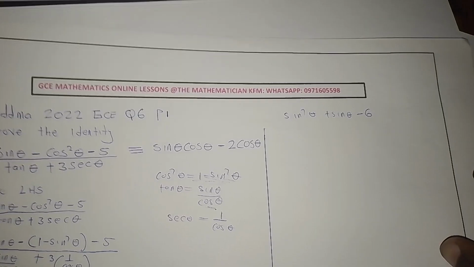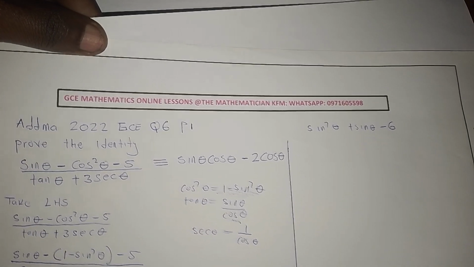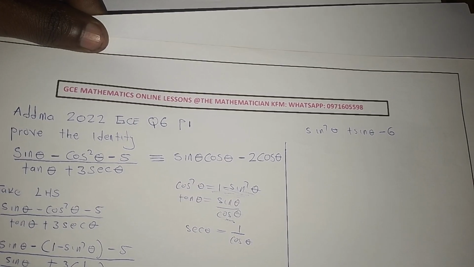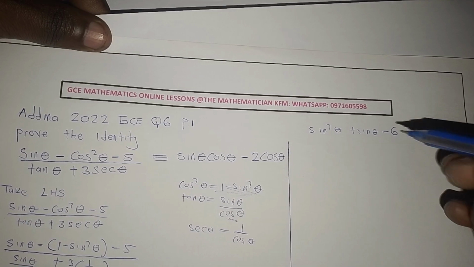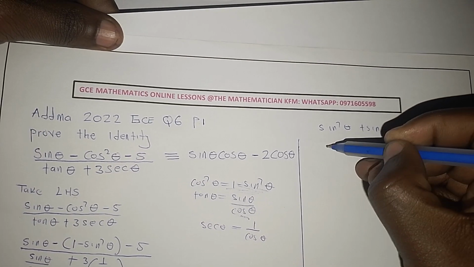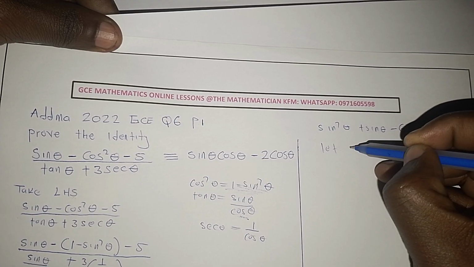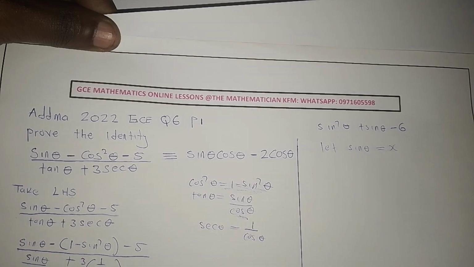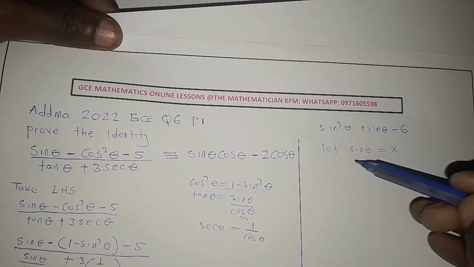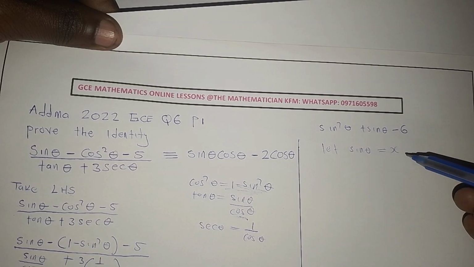Now, to solve this quadratic, I'll use the usual letters that everyone is aware of. So I can just say, let sine theta be equal to x. You see that? I say let sine theta be equal to x.